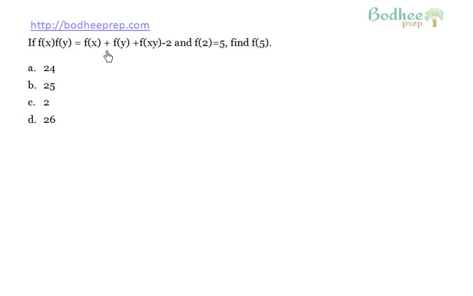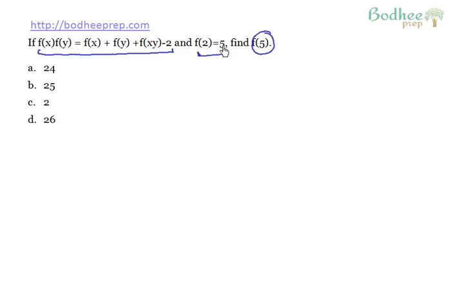Now let's take another question. It says that the function is given with this relation that f of x into f of y is equal to f of x plus f of y plus f of xy minus 2, and one value, that is f of 2, is given to be 5, and we need to find the value of f of 5. So the options are 24, 25, 2 and 26.